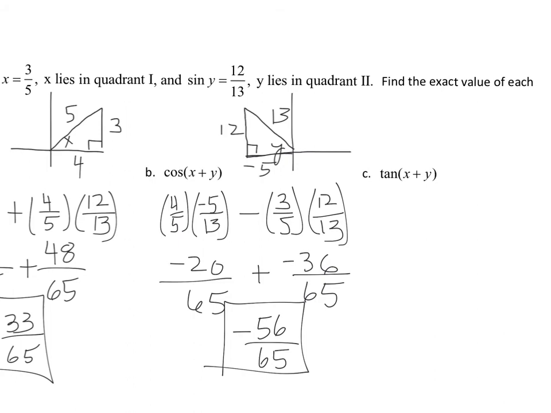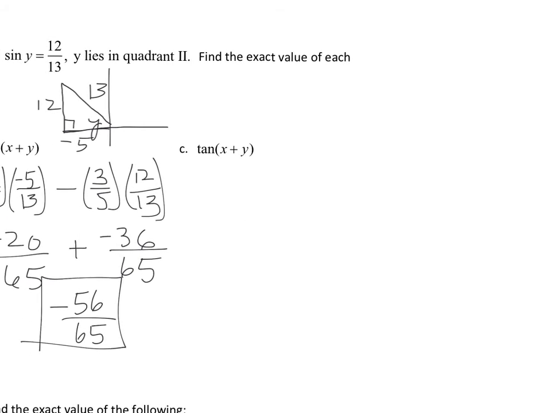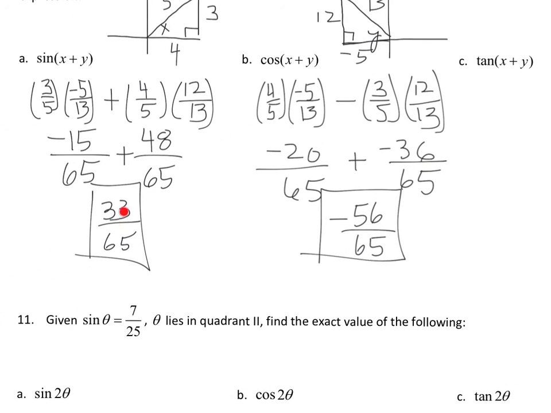As we come to the tangent sum, this would be the same as sine over cosine. So sine of x plus y over cosine of x plus y would give us tangent of x plus y.